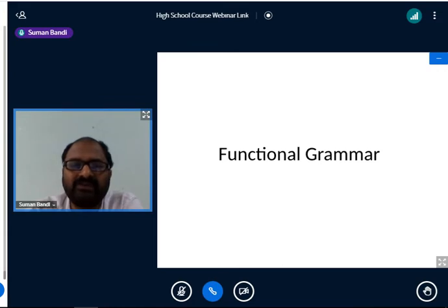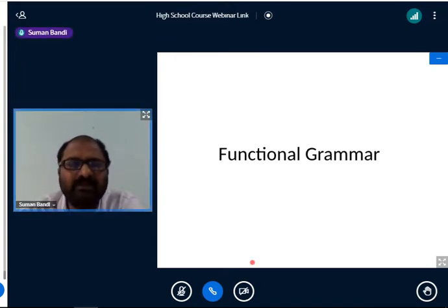So as we already discussed, functional grammar refers to teaching grammar in a functional way, where you are focusing on meaning and usage. So how do we plan such kind of practice in the classroom without giving technical information to the students? So today's topic or focus will be this. Not only today, even in the next class, I'll be extending this discussion.